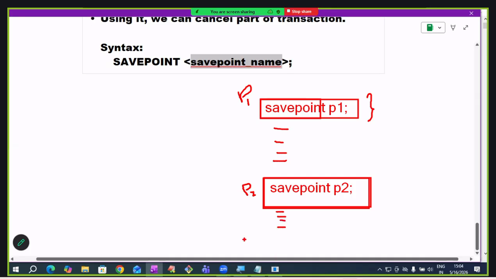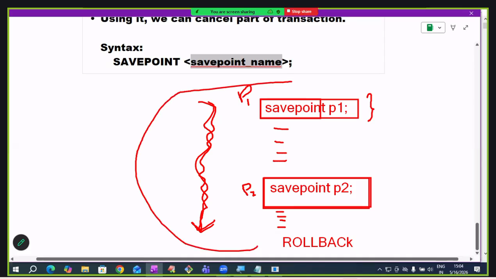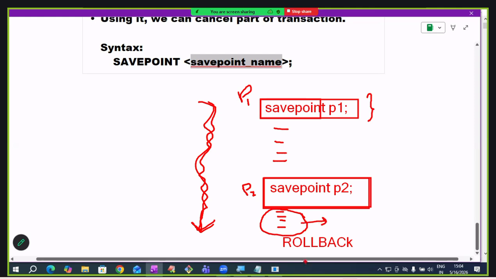What is the advantage I get now? Suppose I'm performing a large transaction here. If these save points are not there, definitely I have to cancel the entire transaction. If I write ROLLBACK, the entire transaction will be cancelled. But assume that a mistake is there in these actions. If I cancel the entire transaction, this time is wasted, though there is no mistake in that part. So when we are performing large transactions, in the middle it is better to set a save point.